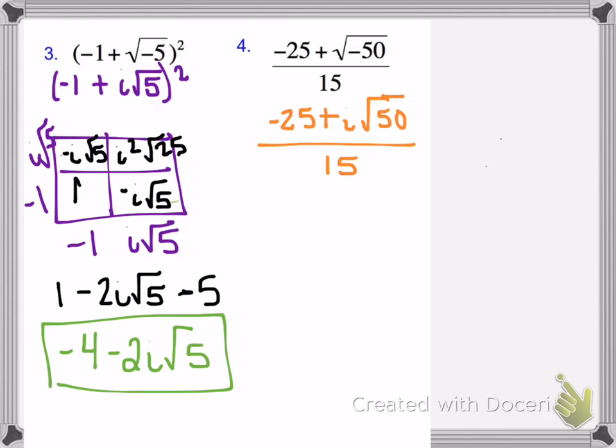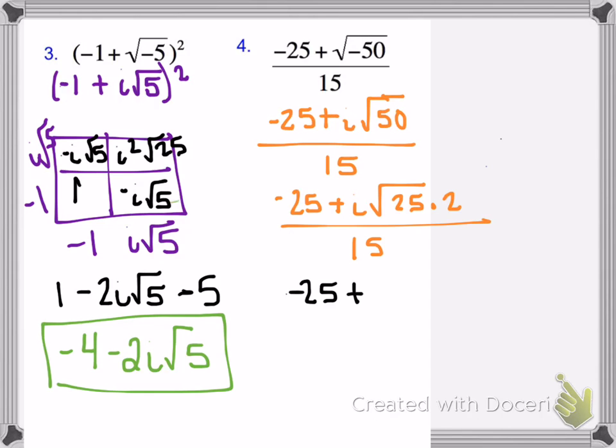Well, square root of 50 is not a perfect square, but like I said before, we can modify it. So it's going to say negative 25 plus i times, well, what two numbers multiply to 50, and one of them being a perfect square? The answer is 25 and 2. So I can take the square root of 25 and bring that number out. So what I'm going to end up with is negative 25 plus the square root of 25, which is 5, so I have 5i times the square root of 2, divided by 15.